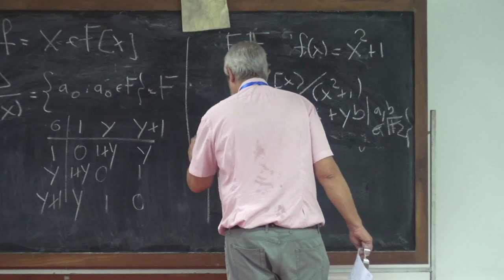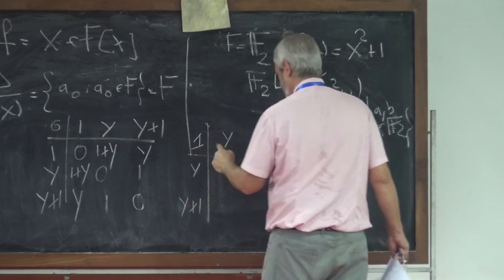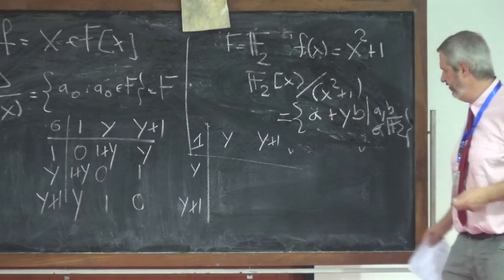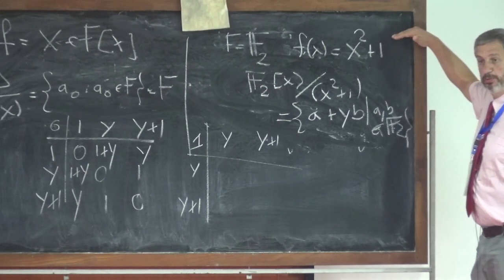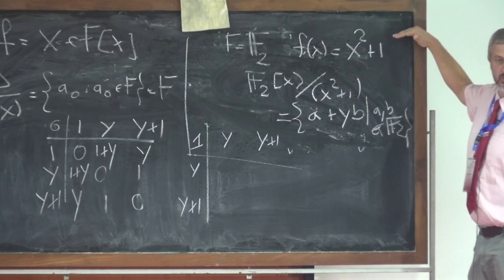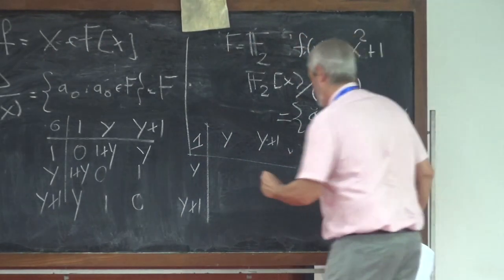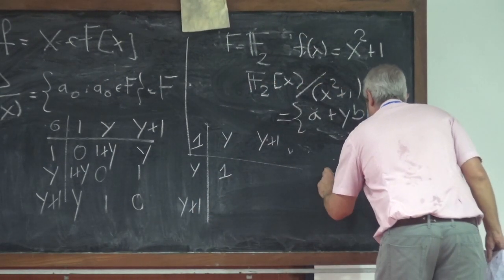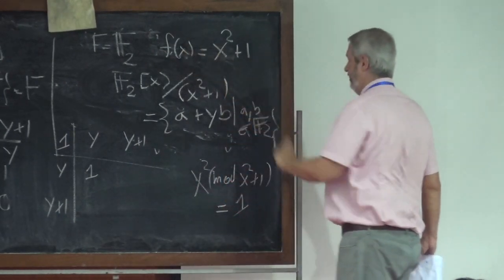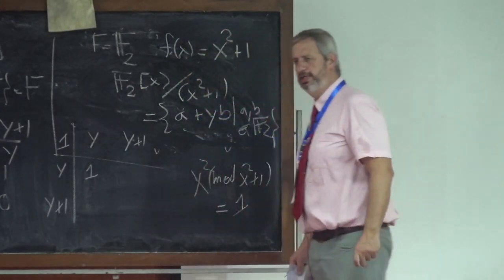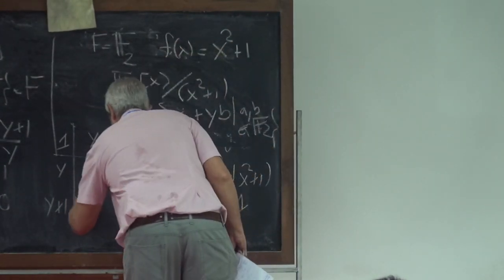And the multiplication table, so I leave out 0. I isolate 1 because 1 times everything is that. Here I have y squared. I have to make x squared modulo this polynomial. And the remainder is, you may say minus 1, but in this field, minus 1 is the same as 1. So y squared is equal to 1, because x squared mod x squared plus 1 is 1 in that field, right? And then I make y times y plus 1. This is y squared plus y, but y squared is 1. So this is again y plus 1. And similarly here, this is y plus 1.